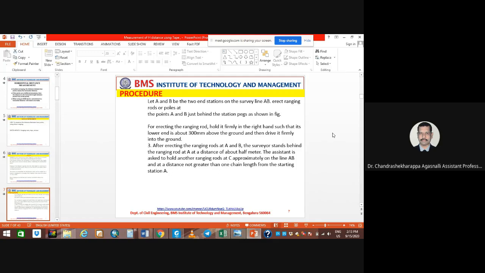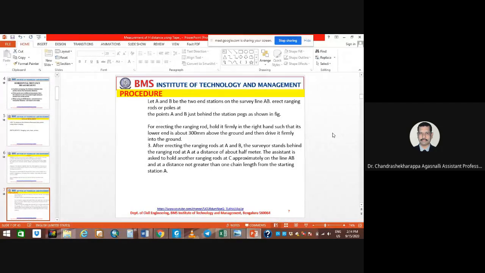Okay, right. And this is how we establish it by erecting the ranging rods. Let A and B be the 2 end stations on survey line AB, and erect the ranging rods or poles at points A and B just behind the station pegs, as shown in the figure. In the next slide are the figures. Let me show you that. For erecting the ranging rods, we need to hold it firmly in the right hand, such that its lower end is about 300 mm above the ground, and then drive it firmly into the ground.